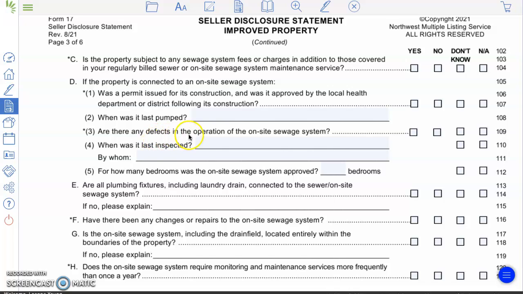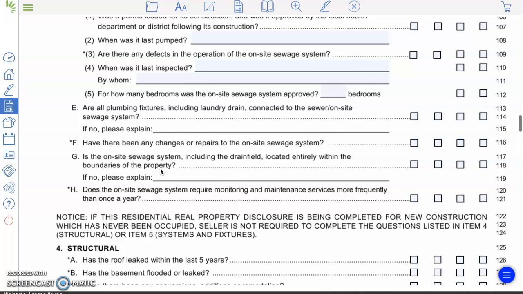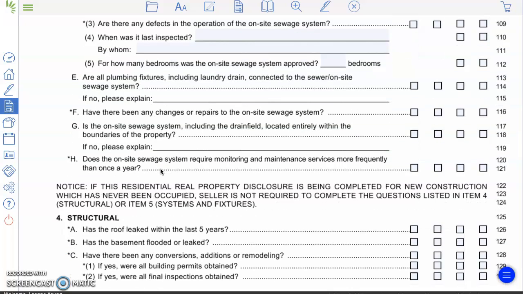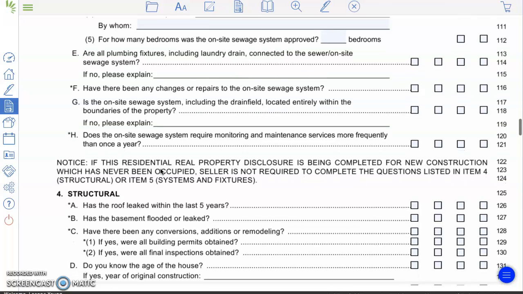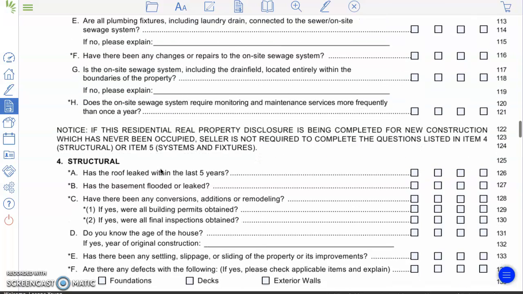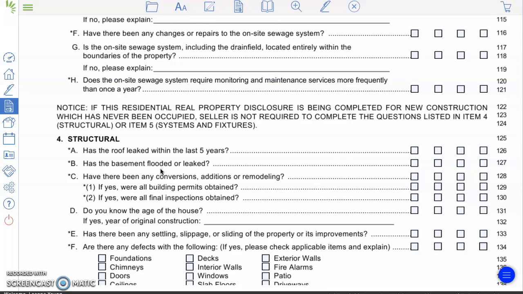When was it pumped? Any defects? When was it last inspected? If you know who did it, how many bedrooms the septic is approved for. Are all the plumbing fixtures, including the laundry drain, connected to the sewer on-site sewage system? Have there been any changes or repairs to the on-site sewage system?